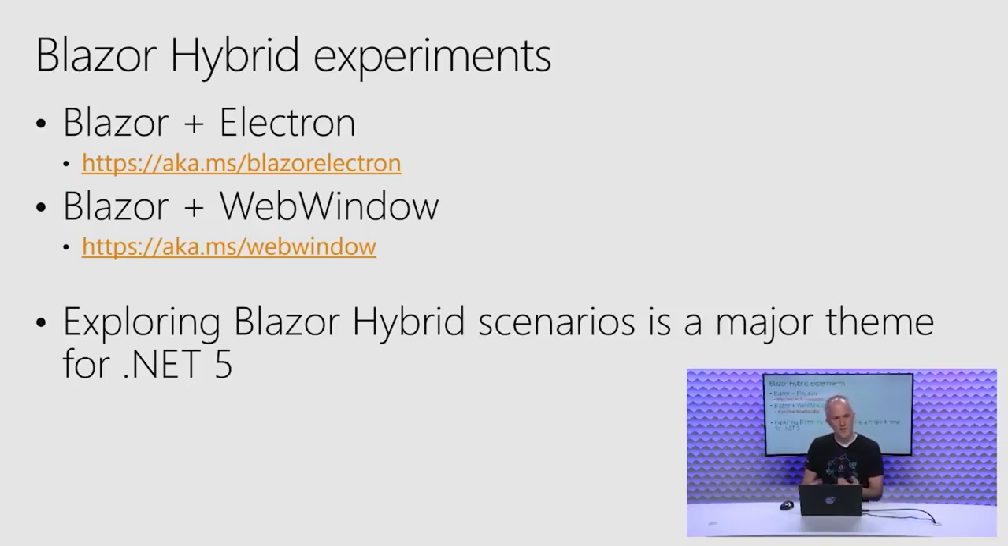It's like Electron, but without Node.js, which we're not going to be using because we have .NET Core, and also without the embedded Chromium shell. This makes the application much more lightweight, both in terms of size on disk and also memory consumption. You can check out Web Window at aka.ms/webwindow and see how it can be used with Blazor.